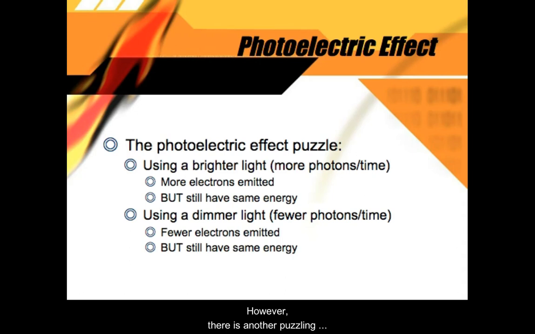There is another puzzling aspect of the photoelectric effect. Shining a brighter light of the same color on the metal causes more electrons to be emitted, but they aren't moving any faster. Dimming the light causes fewer electrons to be emitted, but again, they all have the same kinetic energy.